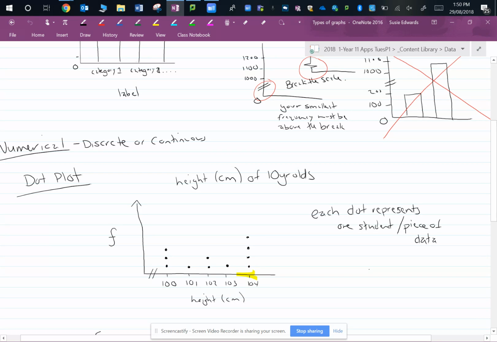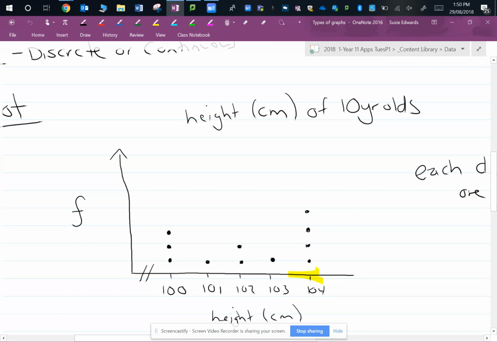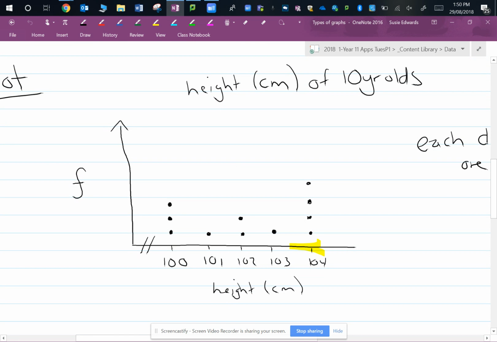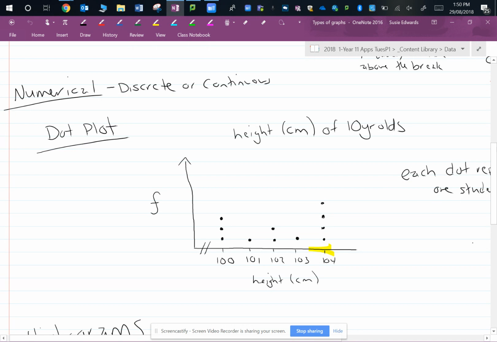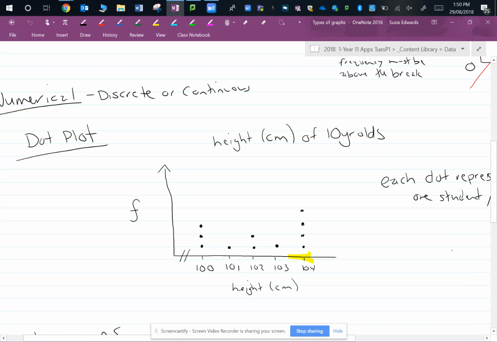Now, down the bottom, we do have to have a scale. Notice that I've broken the scale because all the numbers were above 100. So I didn't want to have to go all the way to 100 and then so on. So instead I broke the scale, started 100, went to 104. How many people were surveyed in this? 11. So every dot is a person.